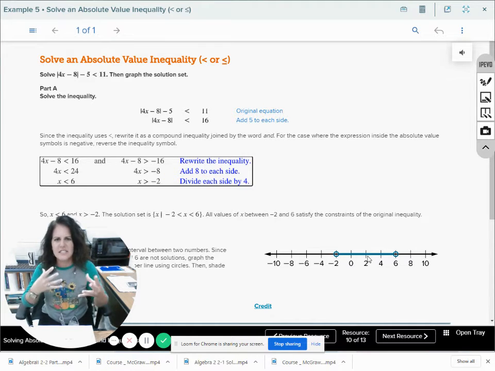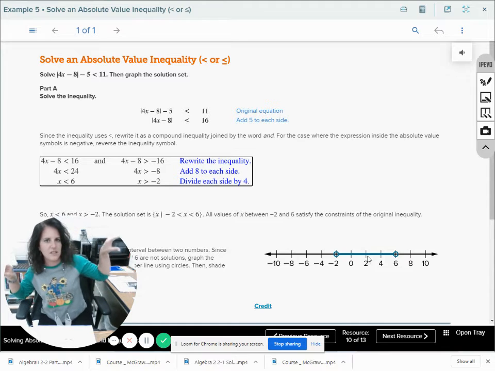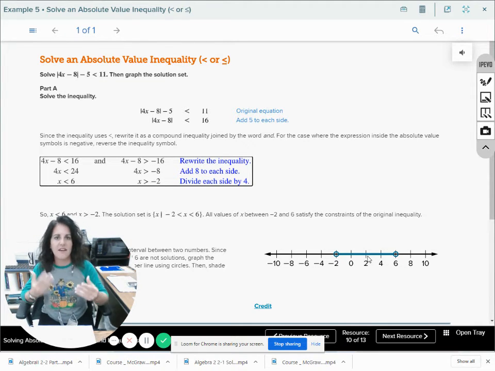So that's the difference between and or problems. With and problems, both things have to happen at the same time. With or problems, it can be this over here happening, or it could be this over here happening. It doesn't have to be the same thing.